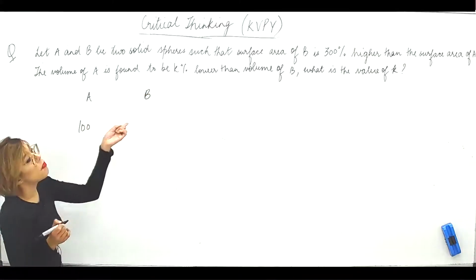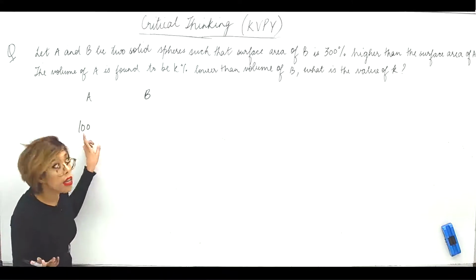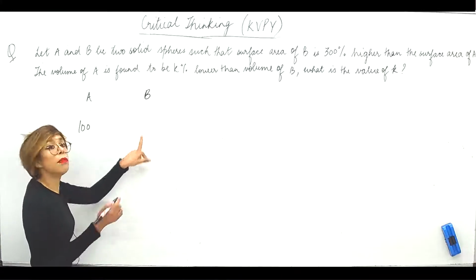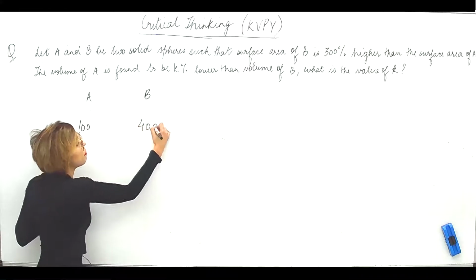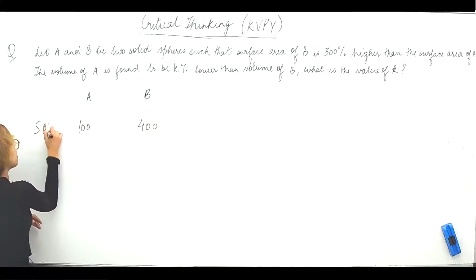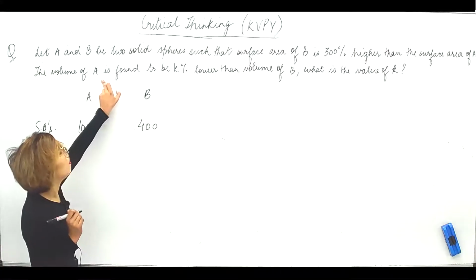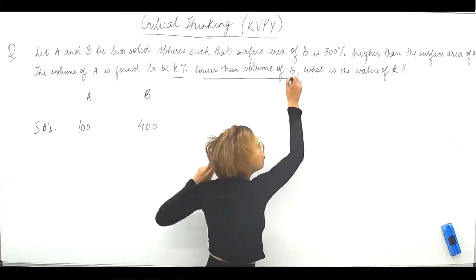Now, a 300% increase. That means 300% of 100 is 300. So the surface area of B will be 100 plus 300, that is 400. These are the surface areas. Now, what do I want? I want the volume of A, and this is found to be K% lower than the volume of B.